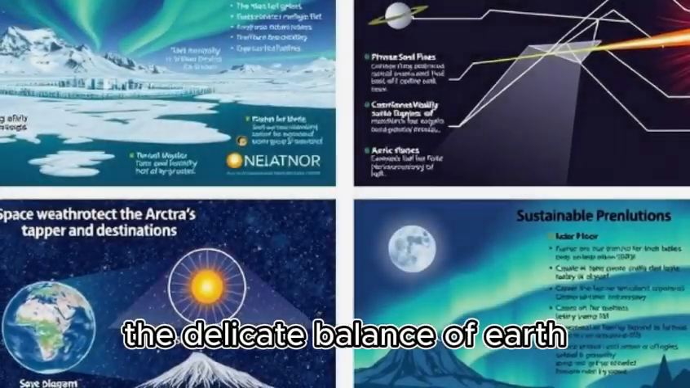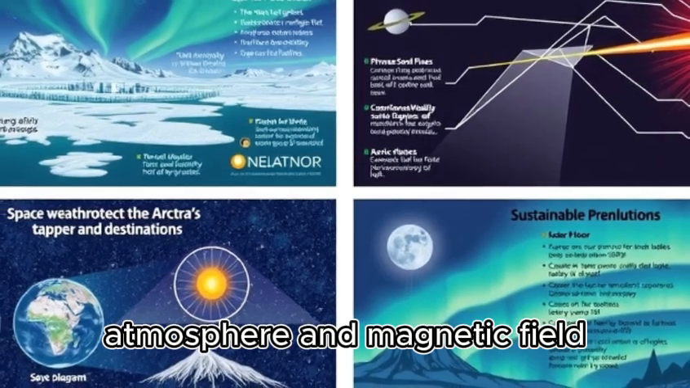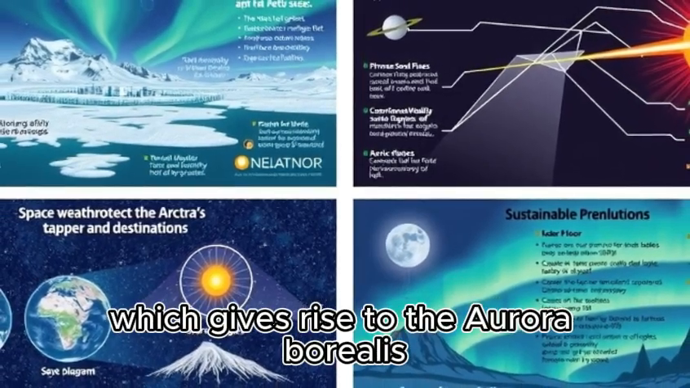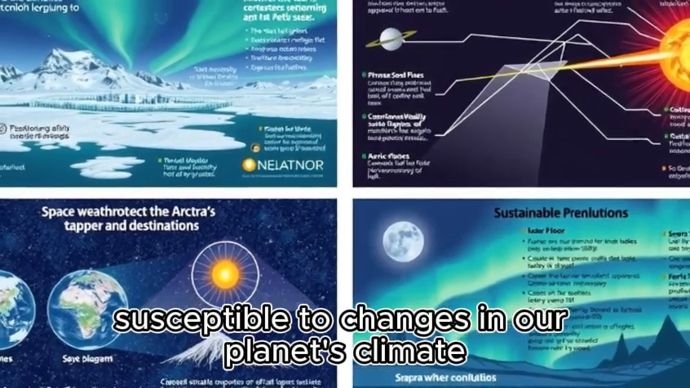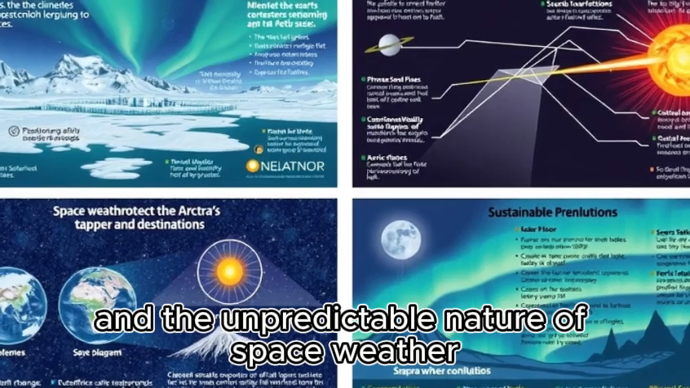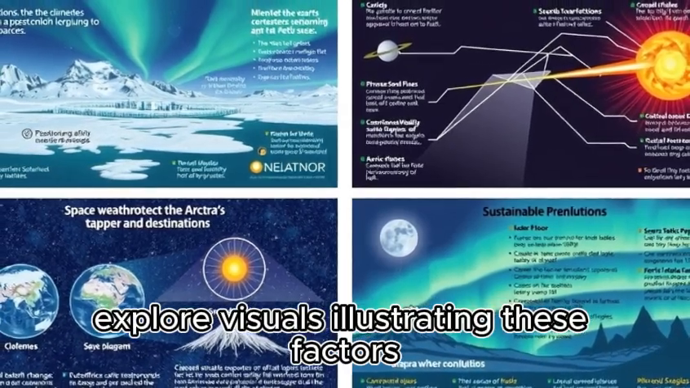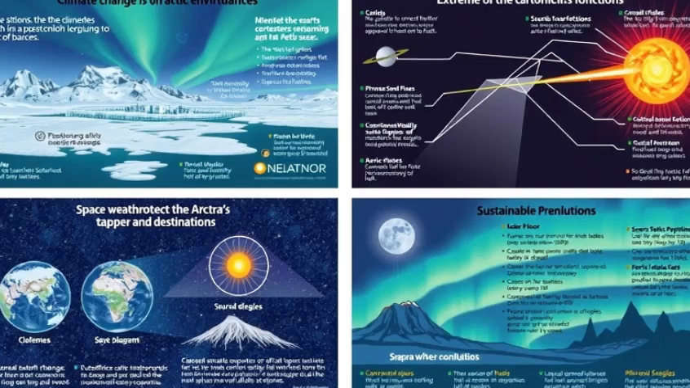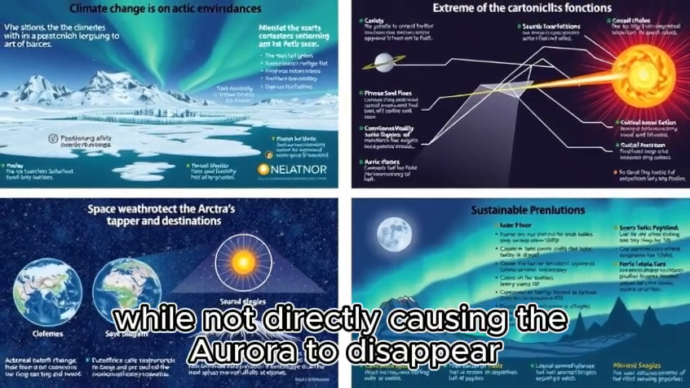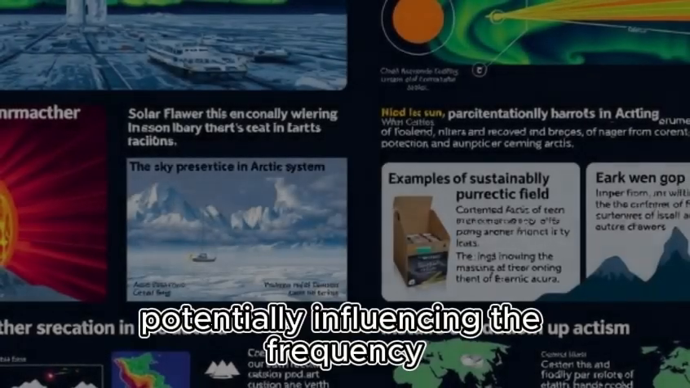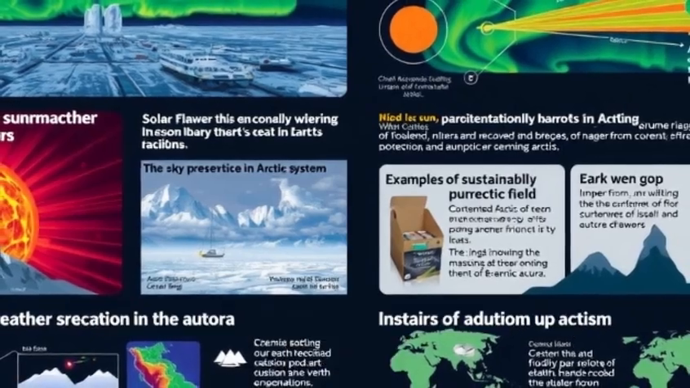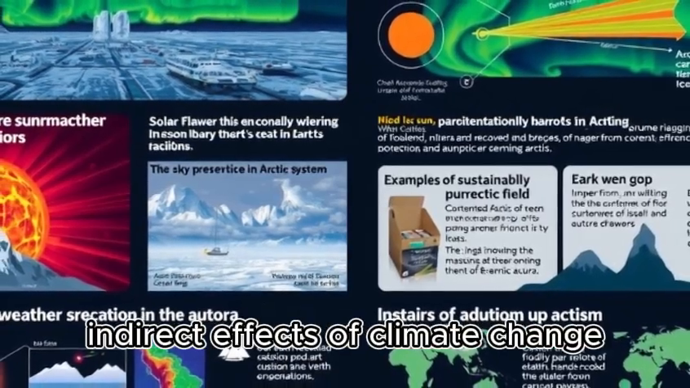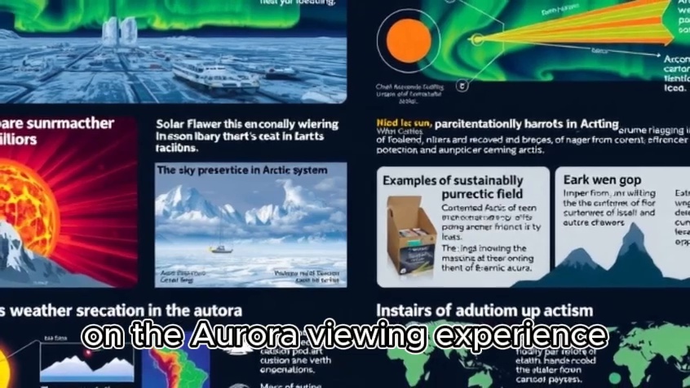The delicate balance of Earth's atmosphere and magnetic field, which gives rise to the Aurora Borealis, is potentially susceptible to changes in our planet's climate and the unpredictable nature of space weather. Explore visuals illustrating these factors. Climate change, while not directly causing the aurora to disappear, could impact the atmospheric conditions in the high latitudes, potentially influencing the frequency or intensity of displays over long periods. Discuss the potential indirect effects of climate change on the aurora viewing experience.